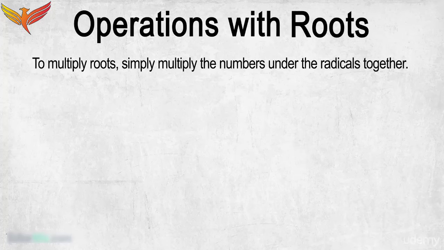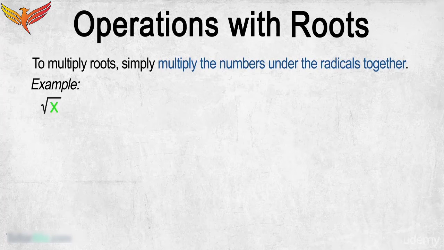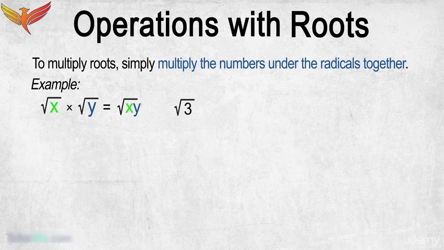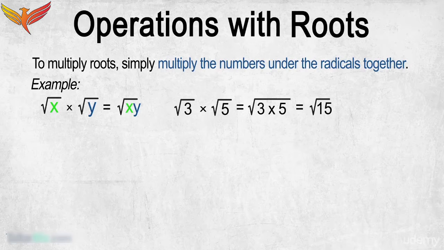To multiply roots, you simply multiply the numbers under the radicals together. So root x multiplied by root y would give you a product of root xy. Let's try this with integers. Root 3 times root 5 would simplify to root 3 times 5, which gives you root 15.